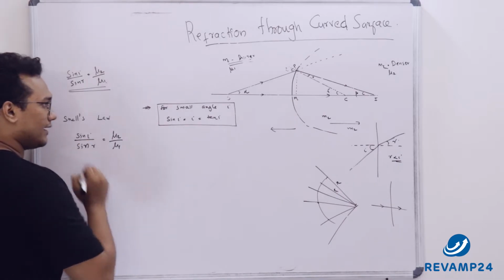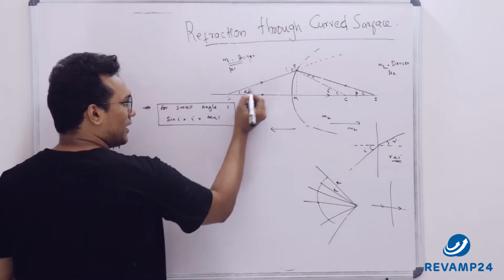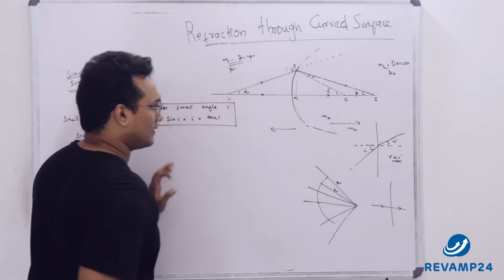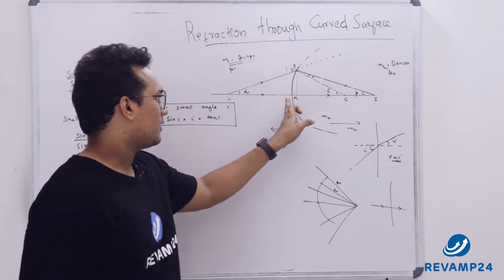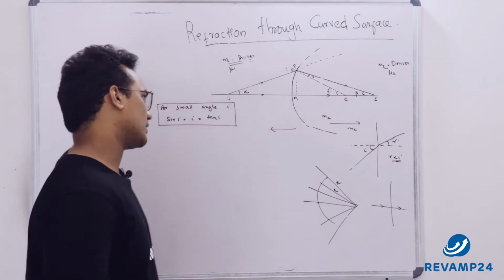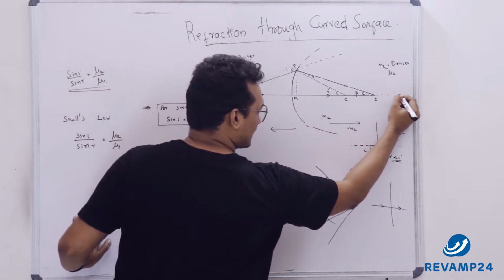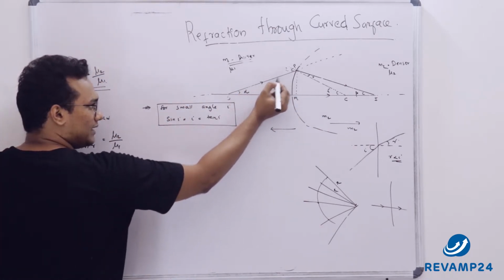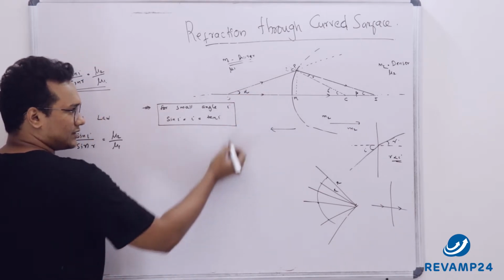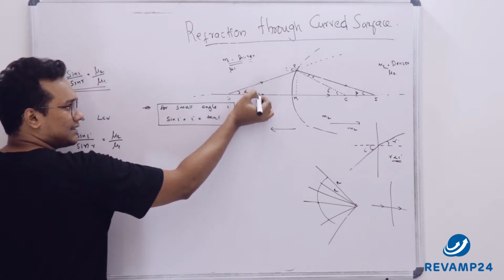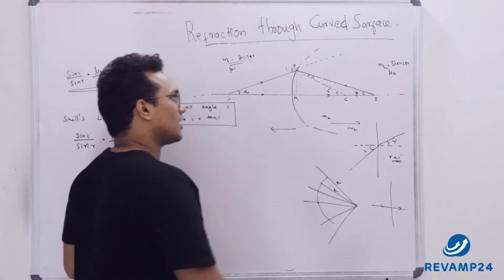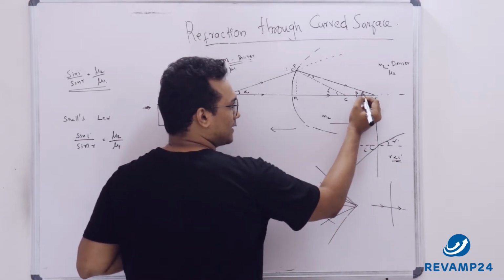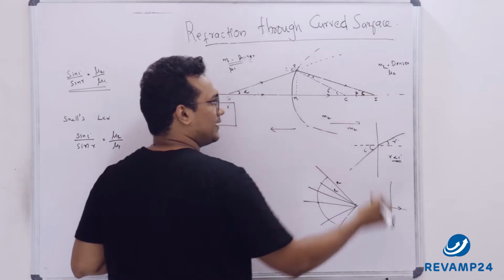Now we need angles I and R, right? Now the incident ray is making an angle. So this is one of my rays, and this ray is passing through my optic center and center of the curvature. Now this is my principal axis. With respect to the principal axis, the angle made by the incident ray is alpha. With respect to the principal axis, the angle made by the refracted ray is beta.